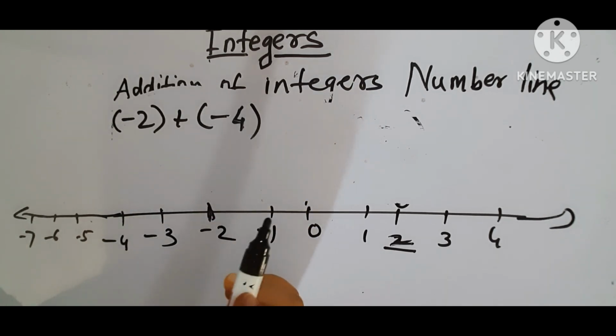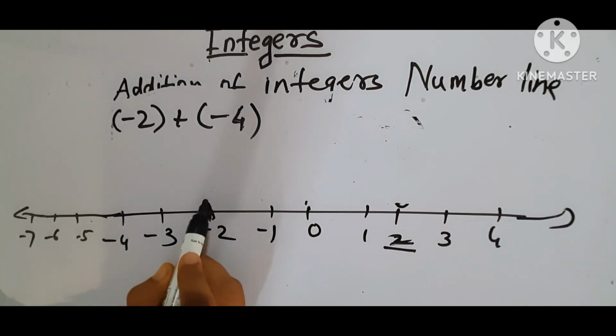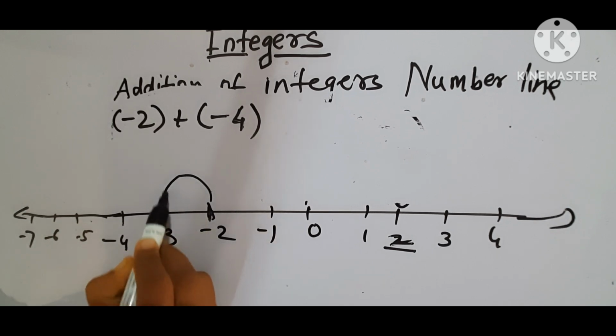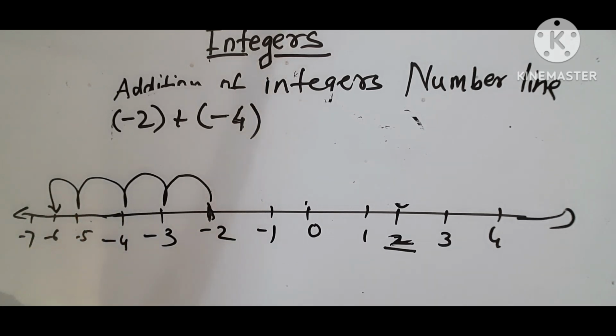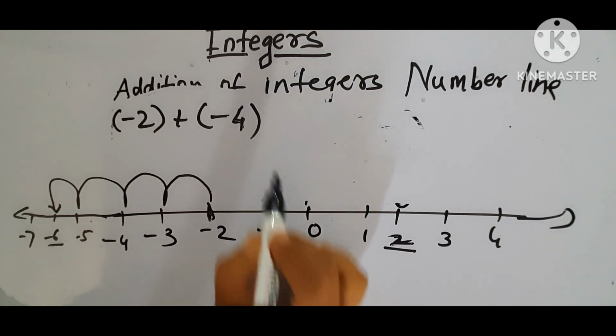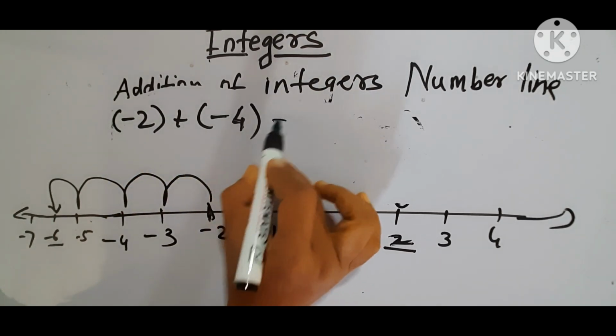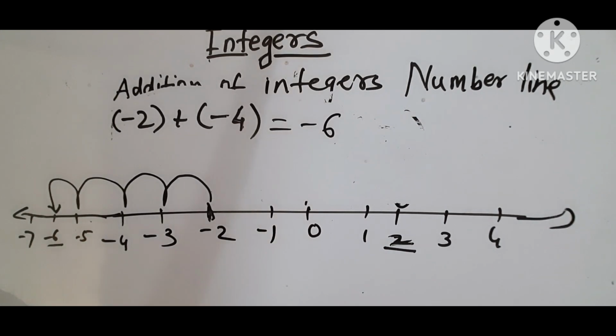So which side will we go? What we have learned, if it is minus 7, minus 4, minus 3, we go to the left side. So in this case also we'll go to the left side. And by how many steps will we go? 4 steps, correct. So it will be 1, 2, 3 and 4. And where have we landed? We have landed on minus 6. So we can say minus 2 plus minus 4 is equal to minus 6.